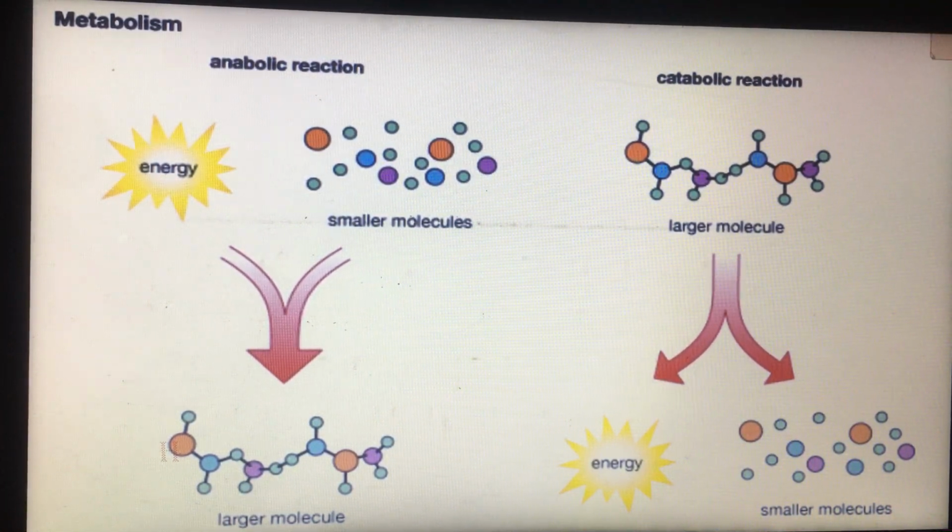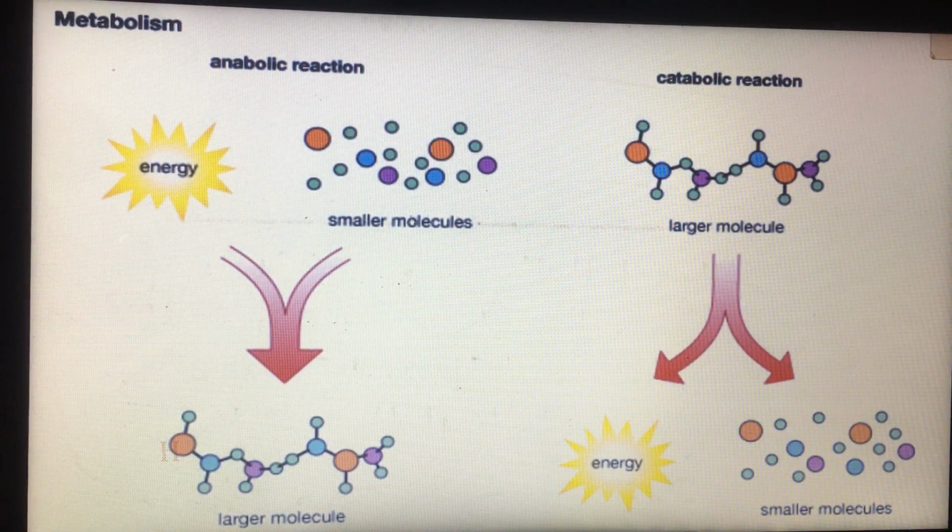For example, a plant's cells use anabolism to grow new leaves or to fix torn ones, and an animal's cells use it to build the proteins that make up muscles. So here we have two examples. The first example is for a plant and the second one for an animal. A plant's cells use anabolism to grow new leaves or to fix torn ones, and animals' cells use it to build the proteins that make up muscles.